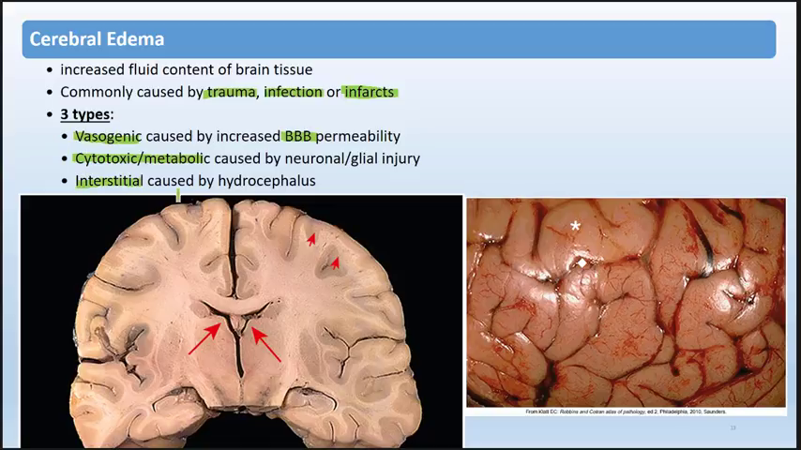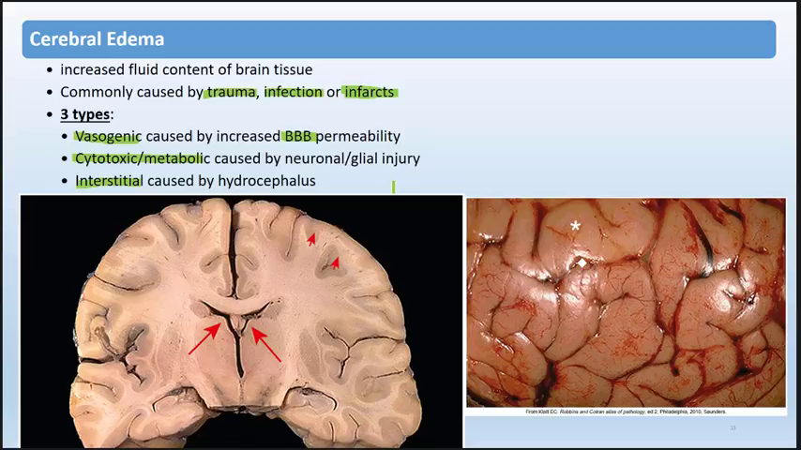And finally, interstitial edema is most often seen with what we'll talk about on an upcoming slide, which is hydrocephalus, more specifically non-communicating hydrocephalus. The edema is caused by the movement of cerebrospinal fluid from the ventricles into the extracellular spaces of the brain tissues.